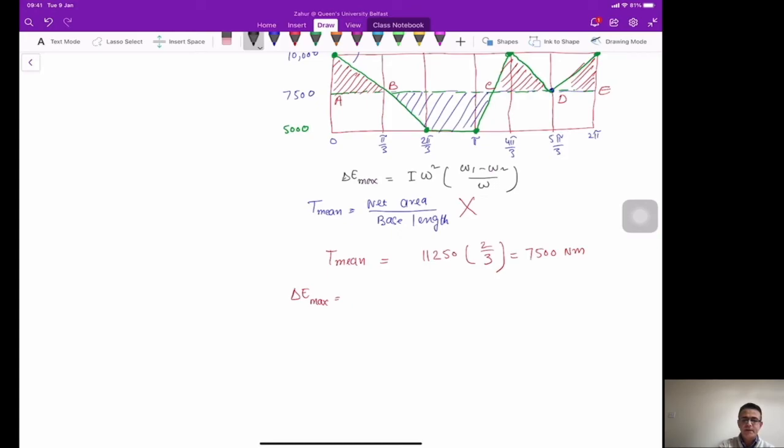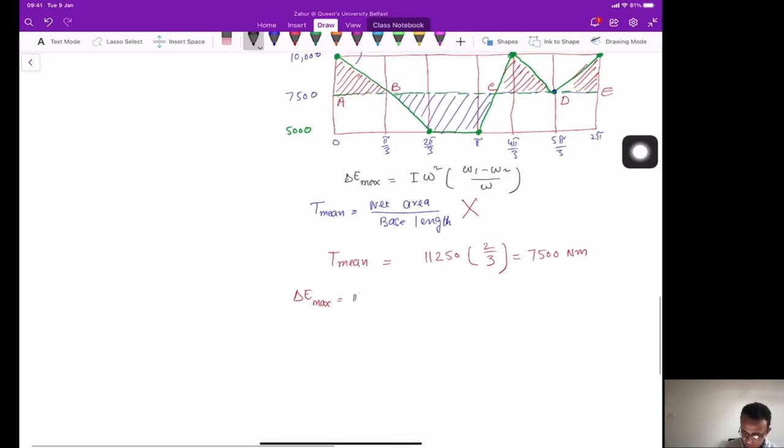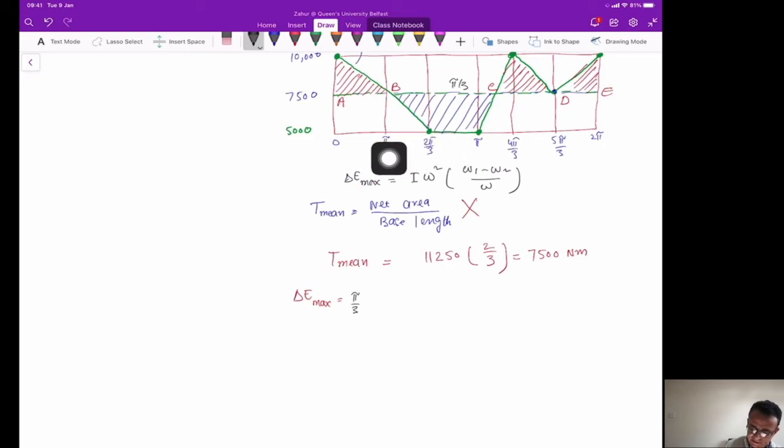Now in this case, as you can see, this consists of this rectangle, and you have 2 triangles. One triangle is a little bit longer, and this is a shorter triangle. So we can calculate these 3 areas now. The rectangle is just pi by 3, from here to here, and the height of this rectangle is from 5000 to 7500, which is 2500. So pi by 3 into 2500.